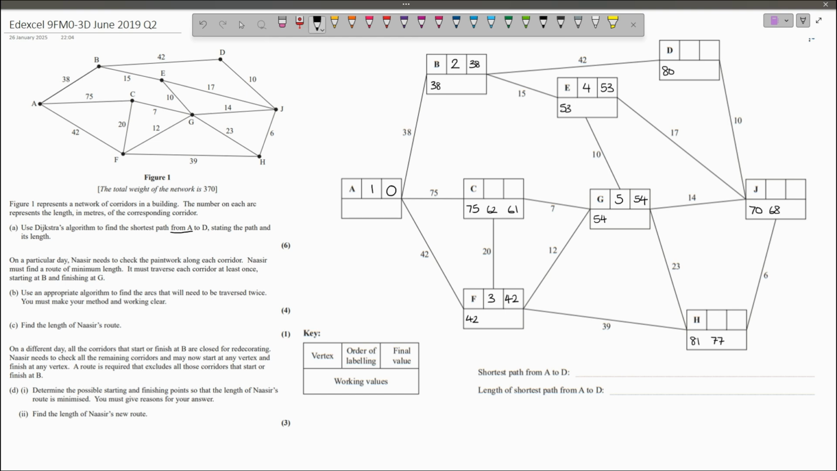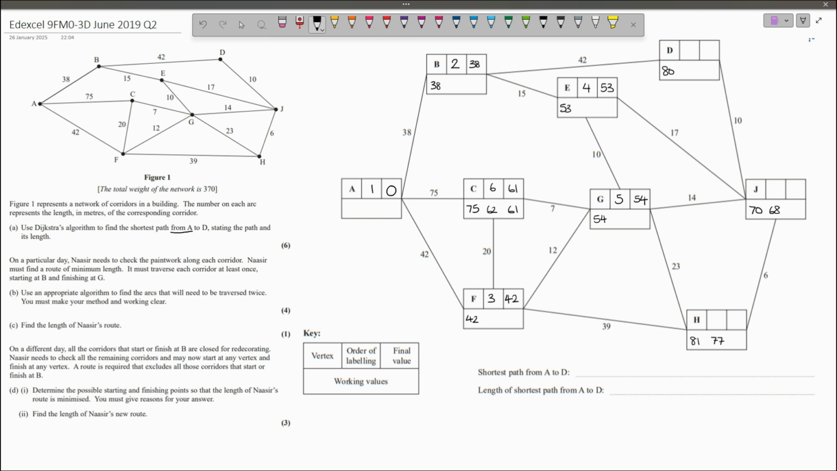So now I'm going to look at all the working values of vertices I've not yet visited. I've got 61, 80, 68, and 77, of which 61 is the best. So I'm going to visit C next. C comes 6th, and it has a final value of 61. All of the edges connected to C have already been travelled down and considered, and all the vertices connected to C have a final value already, so we don't need to do anything. So I'm going to do this process again.